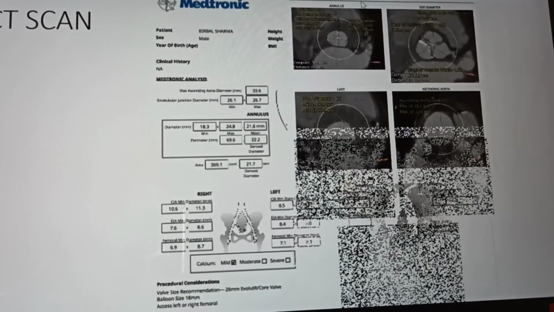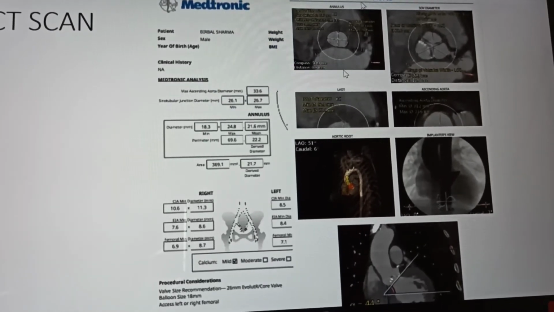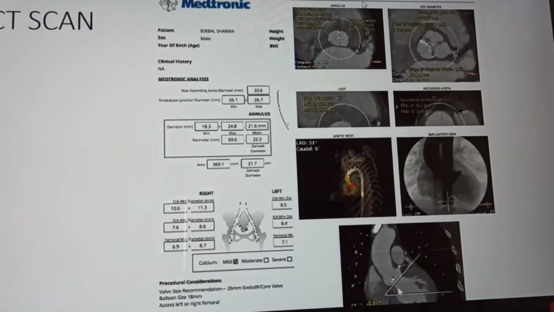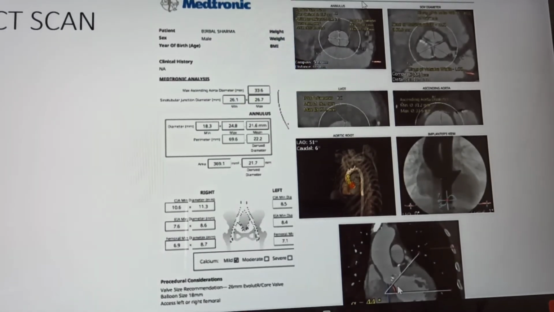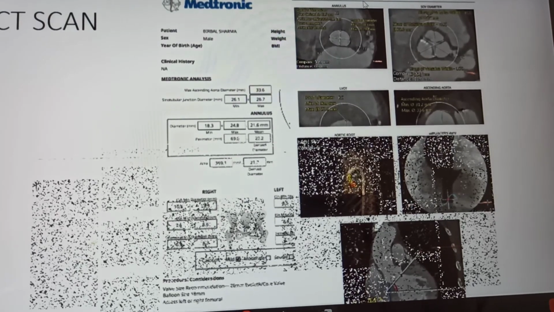If the CT shows that the valve is tricuspid, like here in a tricuspid aortic valve, then we measure the annulus, we measure the coronary heights, and so on and so forth. This is just for your information. You don't have to do it, you just have to be familiar with what I'm talking about.